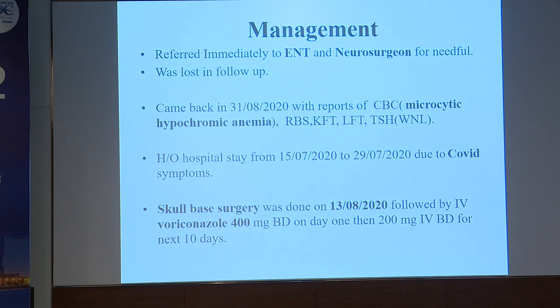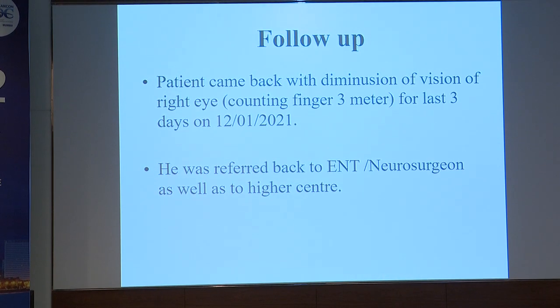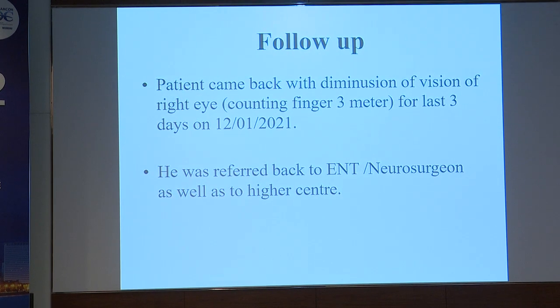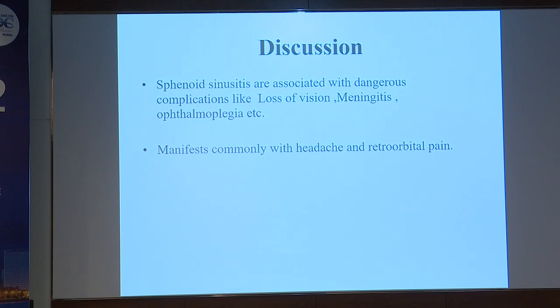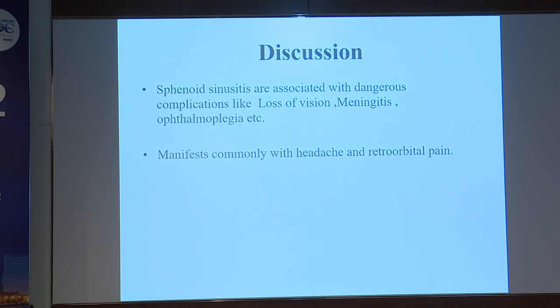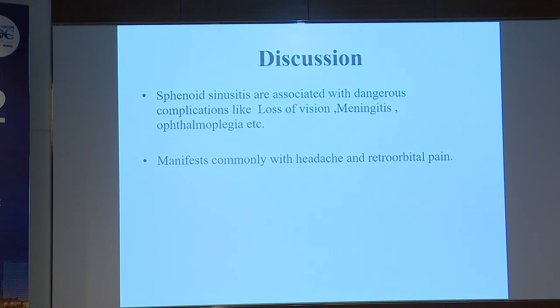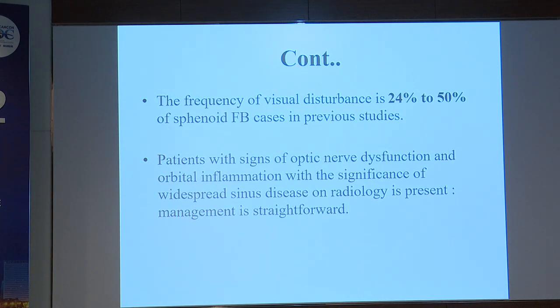The patient was advised to follow up with the ENT surgeon after 10 days. But the patient came back to me after 5 months with diminution of vision of the right eye. Then he was again referred back to ENT and neurosurgeon as well as to a higher center. From this case report, what we can understand is that sphenoid fungal sinusitis is associated with dangerous complications like loss of vision, ophthalmoplegia, etc. It manifests commonly with chronic headache and retroorbital pain. The frequency of visual disturbance is 24 to 50% of sphenoid fungal ball cases in previous studies.